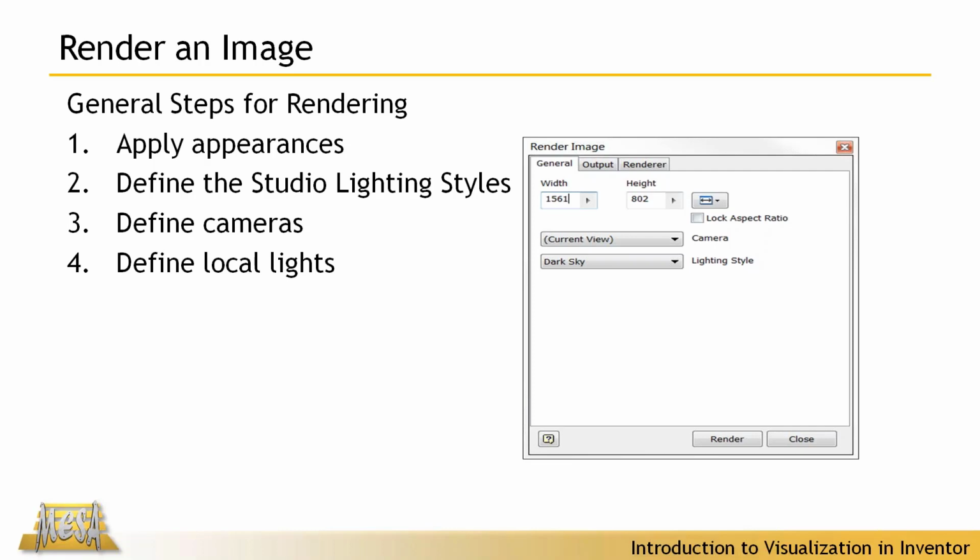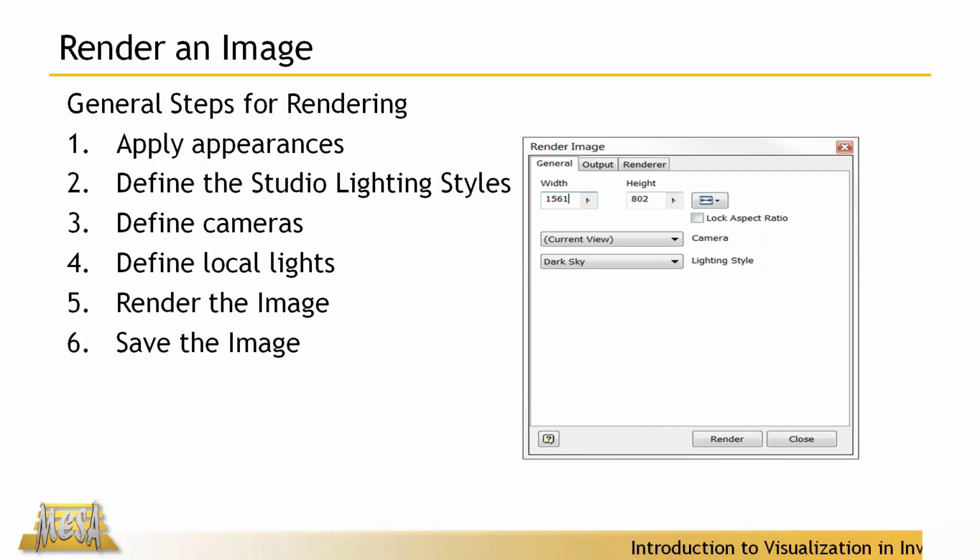Defining local lights. We can add additional lights if we don't have the right lighting scene set up or the right lights in the scene. A very simple thing to do is just set a lighting style and leave it alone. But if you want to do something a little bit flashier, a little bit more intriguing, you can definitely add some more dynamic lighting. Then we're going to have to render the image, and then we can save the image once it's rendered. And we can get something that looks a little bit like that.